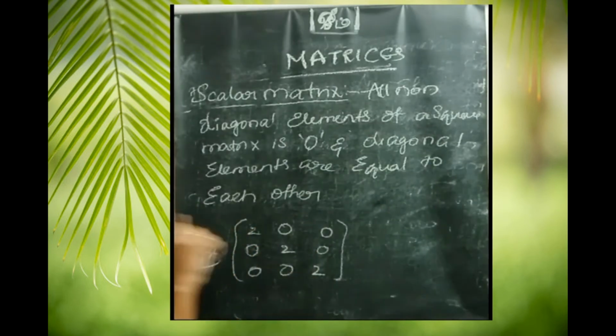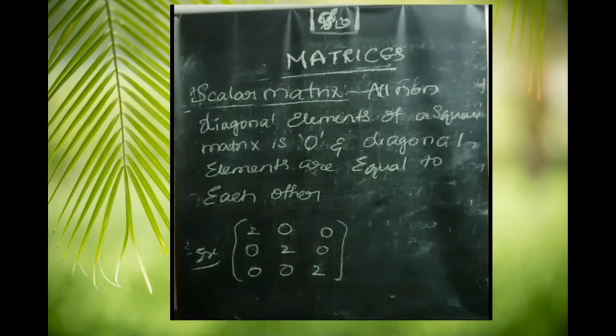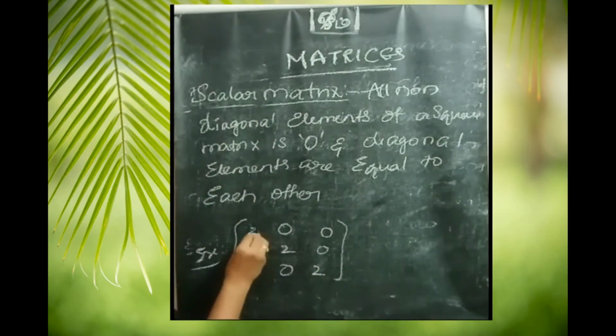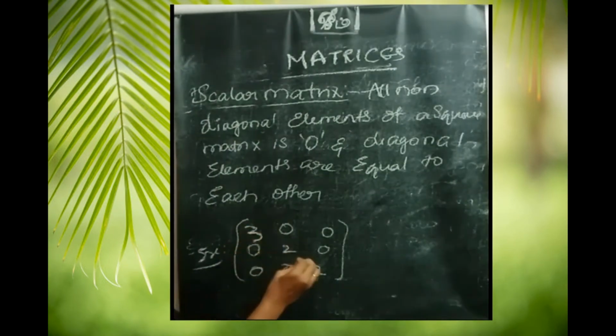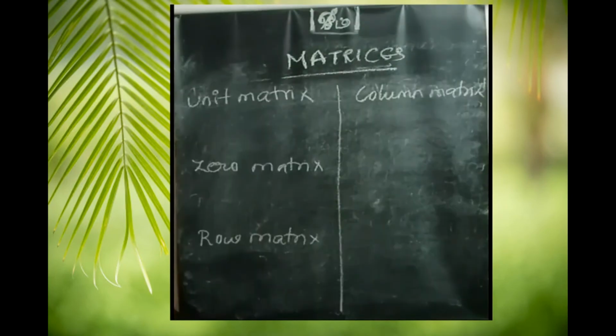So don't confuse between diagonal element and scalar element. In a diagonal matrix, the diagonal may be whatever numbers, but in scalar the diagonal should be equal. Maybe 3. If it is 3 here, then it should be 3, 3. That's it. Next, we'll see unit matrix.